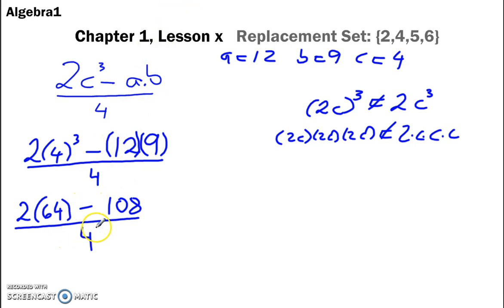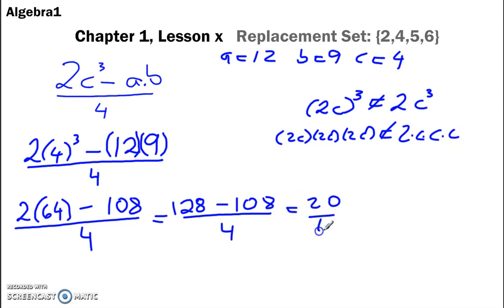And the fraction bar, remember, is a grouping symbol. That means do what's on one side before you do the division. So we first have to do 2 times 64, which is 128. 128 minus 108 divided by 4. And that gives us 20 over 4, which is 5. Always simplify your fractions. Top divided by bottom. 20 divided by 4. Alright, that was from Chapter 1-2, Order of Operations, and Simplifying Expressions.